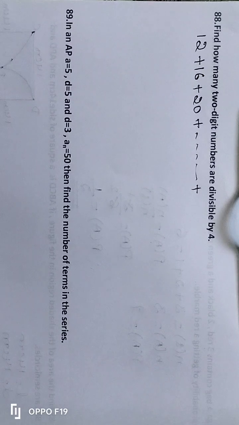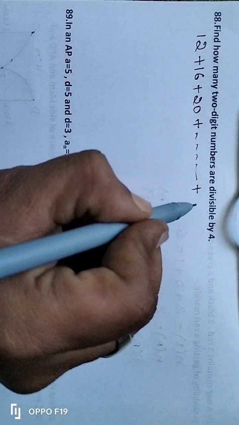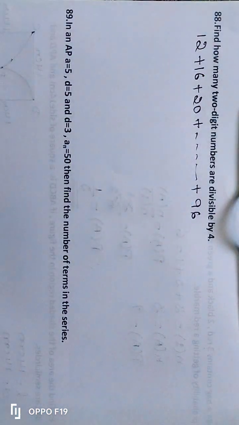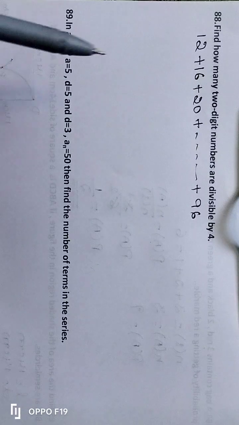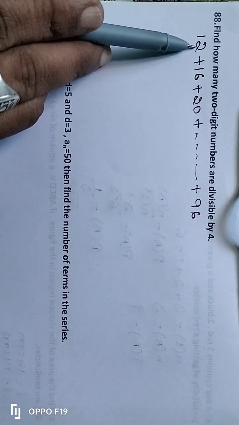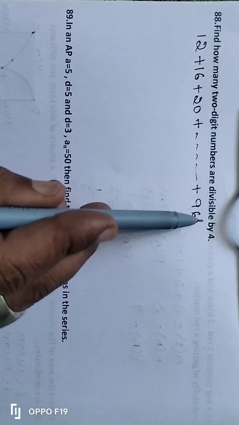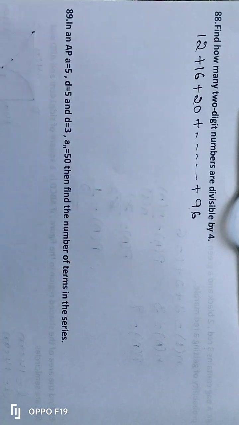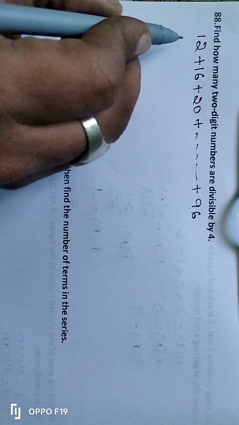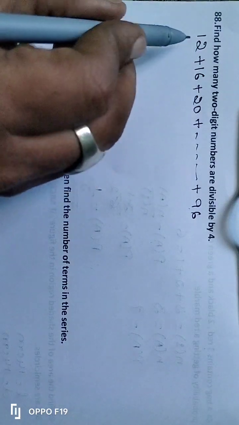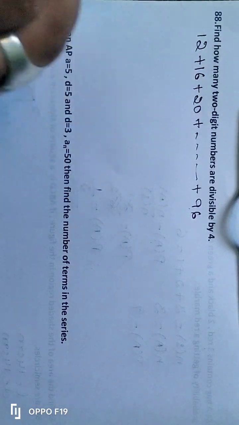98 cannot be divisible by 4. 97 cannot be divisible by 4. Therefore, the next divisible is 96. So the first two-digit number divisible by 4 is 12, and the last two-digit number that is divisible by 4 is 96. Now what we have to do?